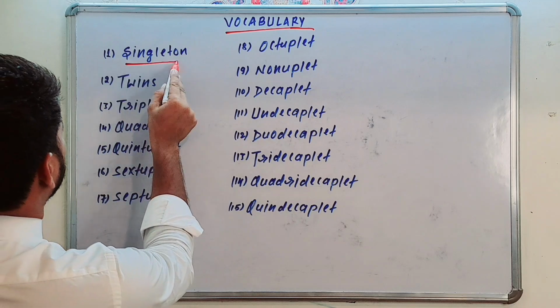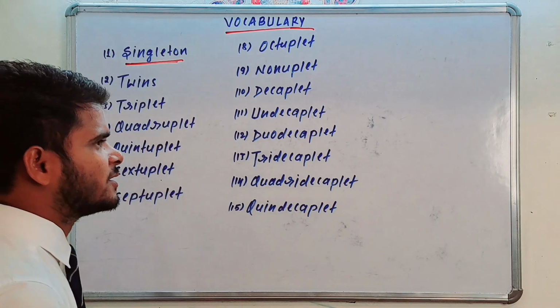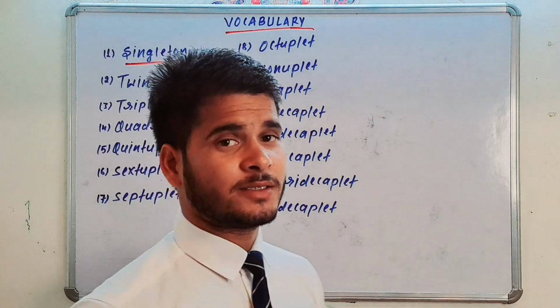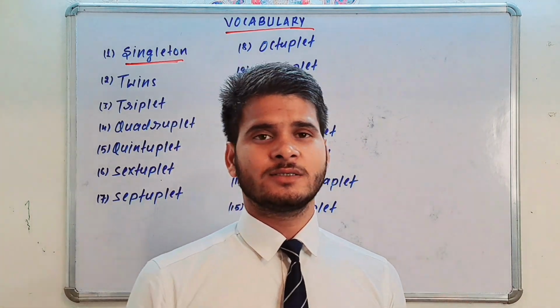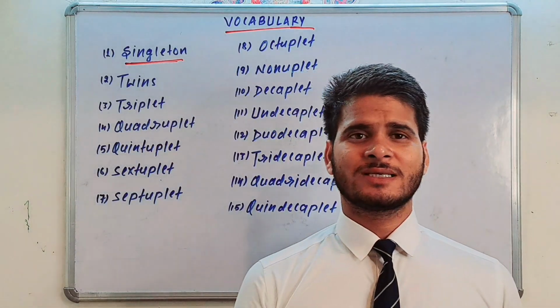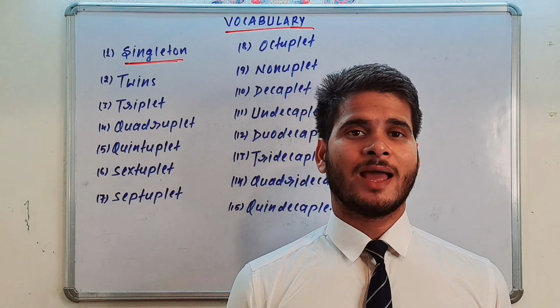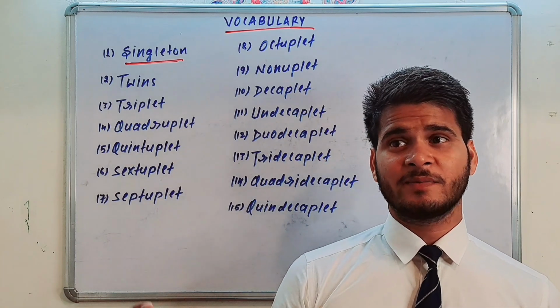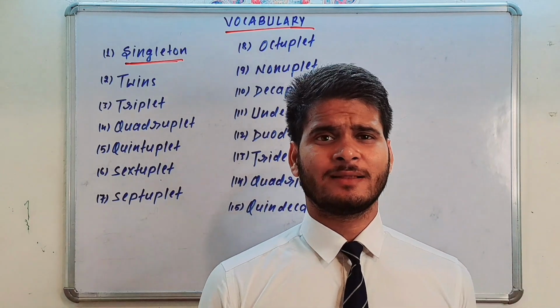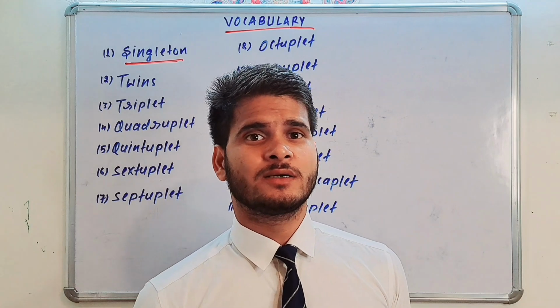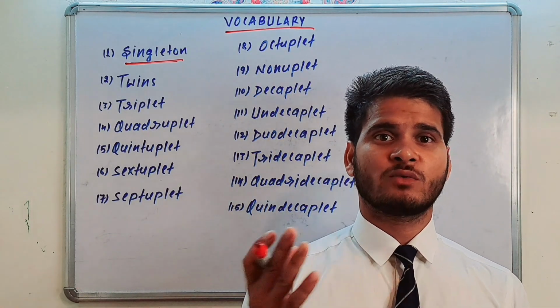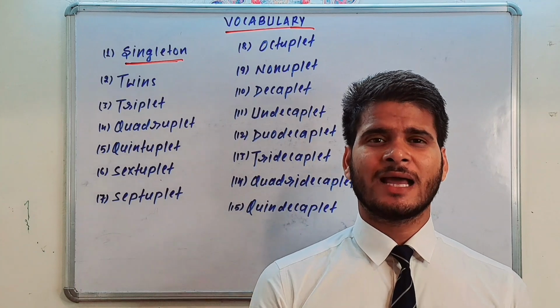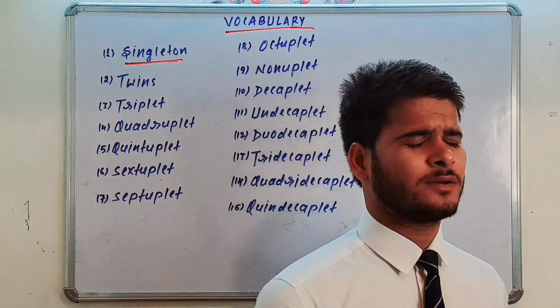Singleton, one baby at a time. First one I told you, singleton. When you have one baby at a time, that is known as singleton. Okay, singleton, one baby at a time. A mother who has one baby at a time, that is known as singleton.